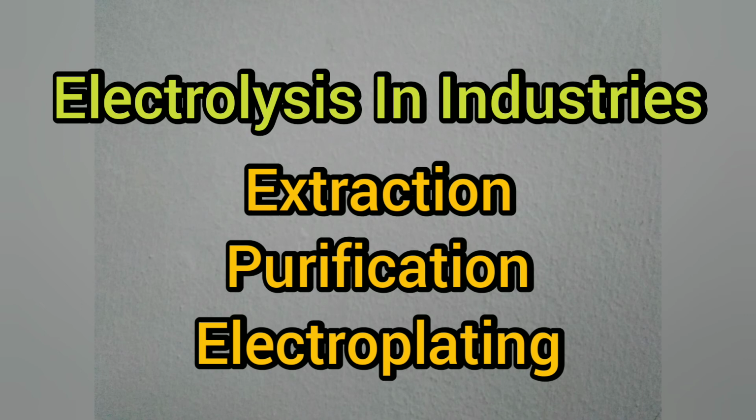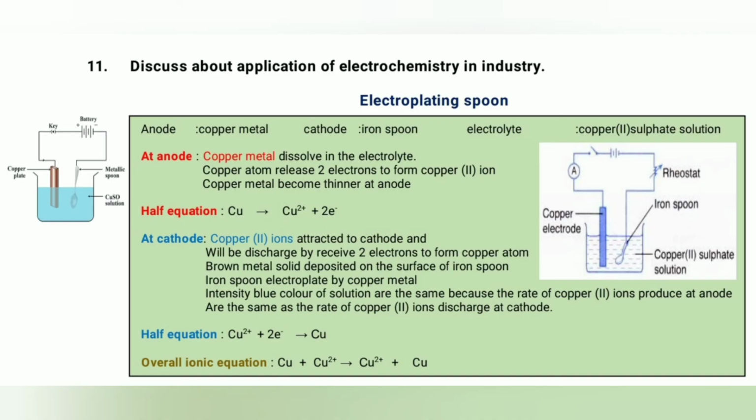There are many industrial applications of electrolysis. The most common applications are extraction of metals, purification of metals, and electroplating of metals. Electroplating is a process of depositing a layer of metal on another substance using electrolysis. Objects are electroplated to protect them from corrosion and to give them an attractive appearance.